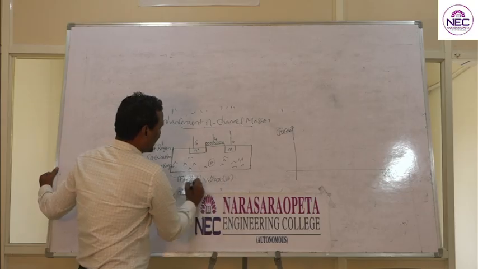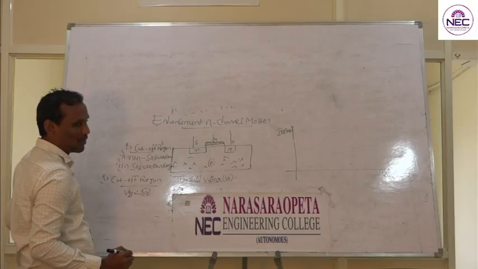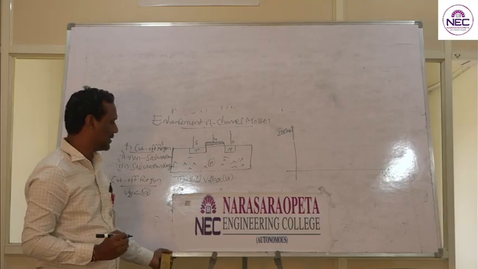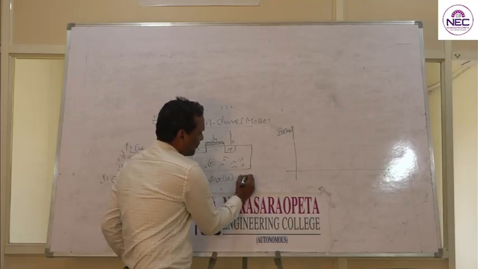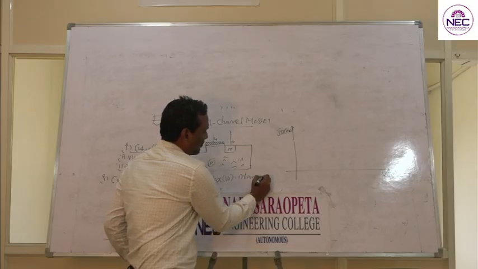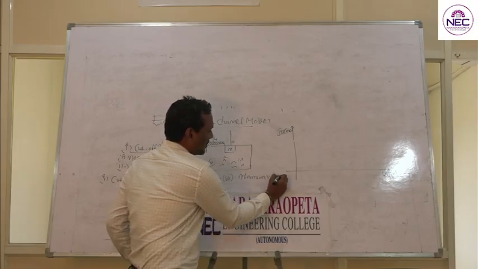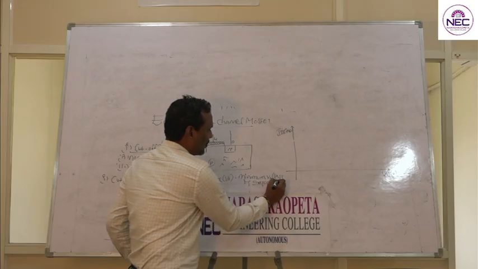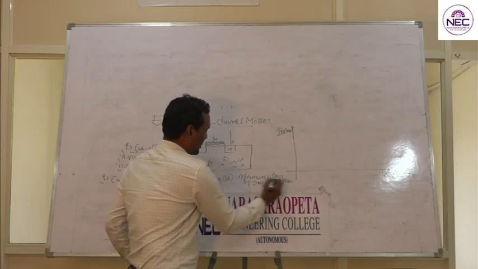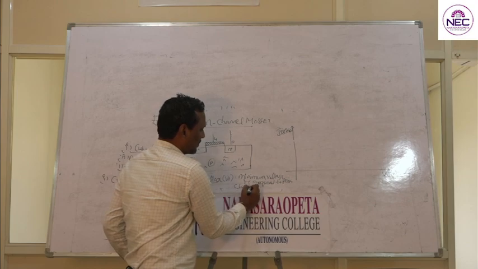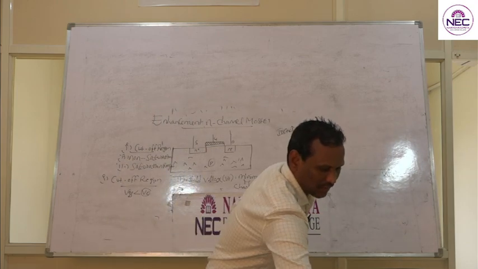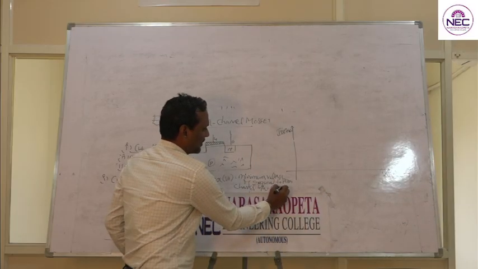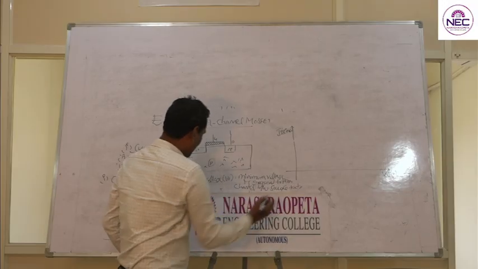So basically, threshold voltage means the minimum voltage required to form the channel between source to drain. So that is our threshold voltage.